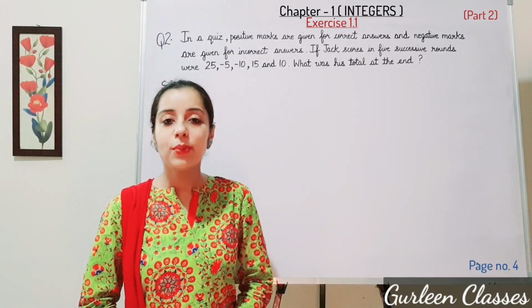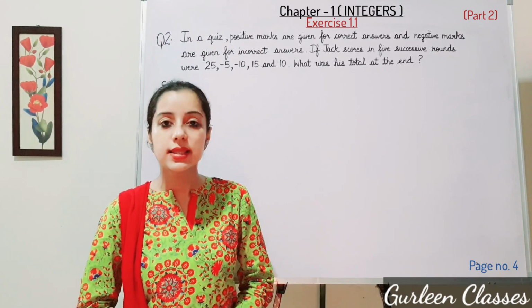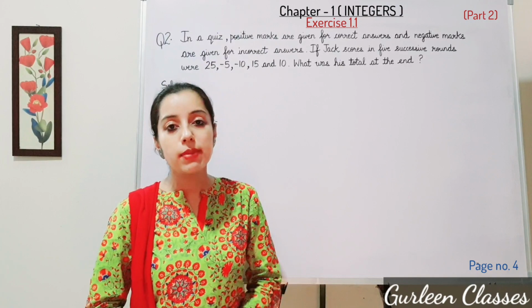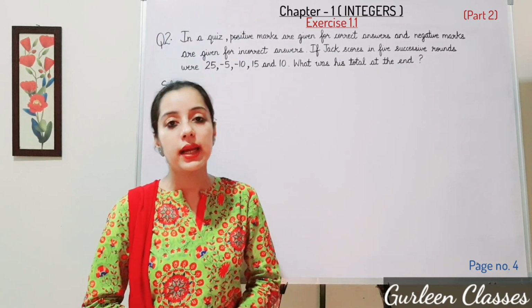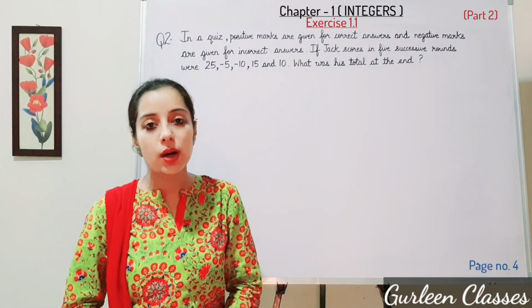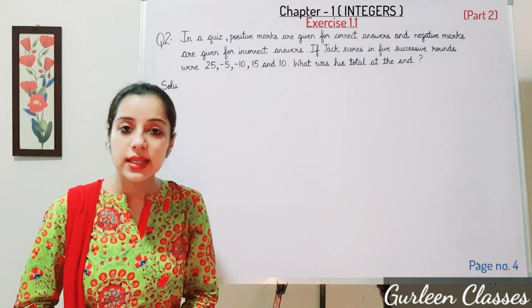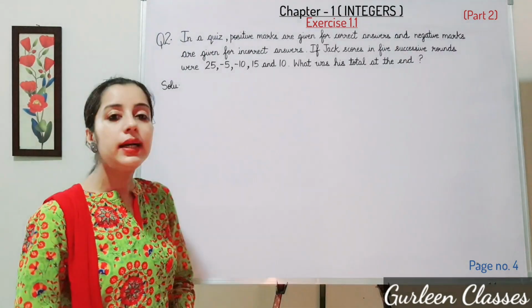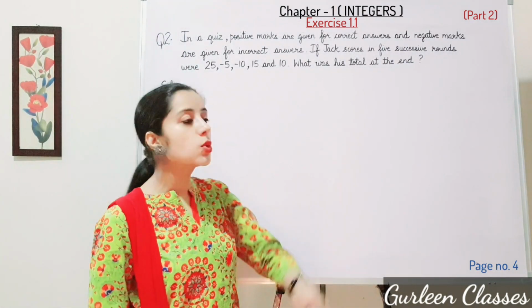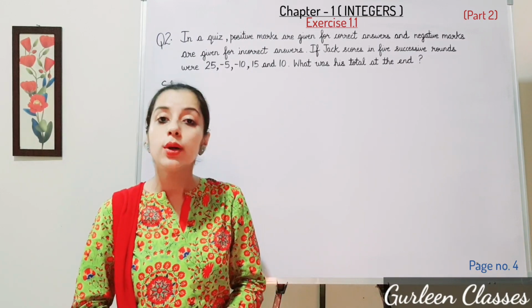Question number 2. In a quiz, positive marks are given for correct answers and negative marks are given for incorrect answers. If Jack's scores in 5 successive rounds were 25, -5, -10, 15 and 10, what was his total at the end? So students, here you have to find out total.